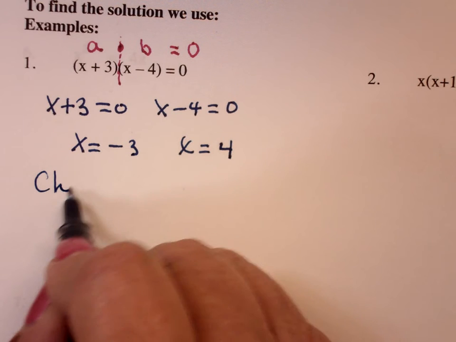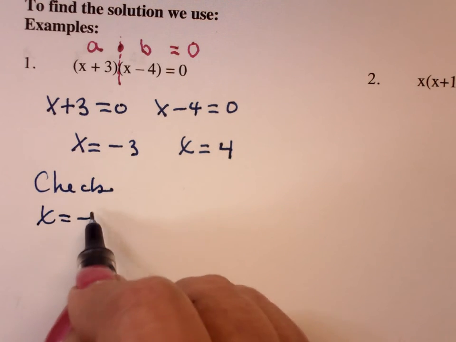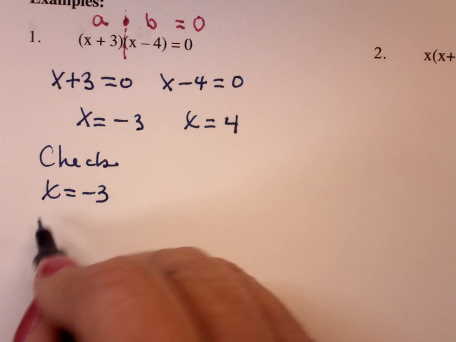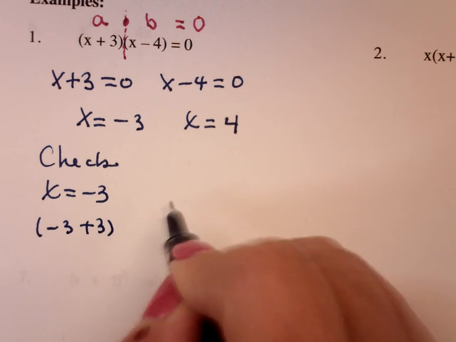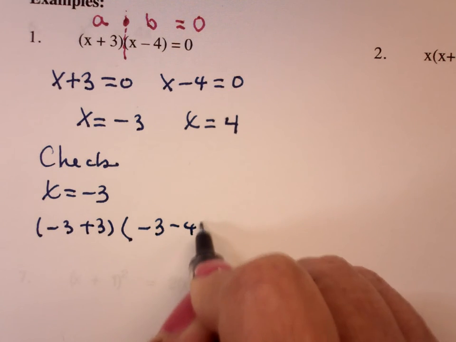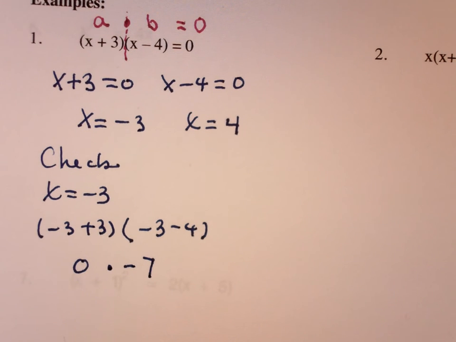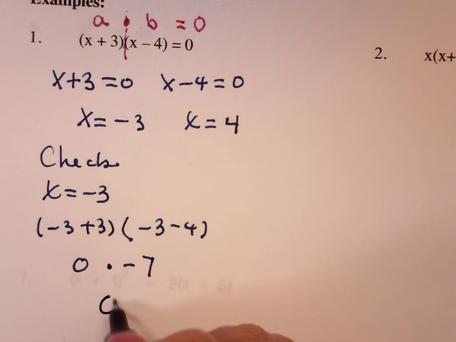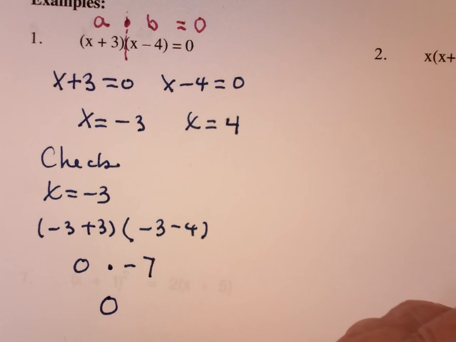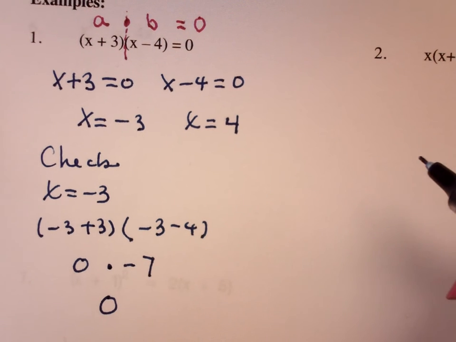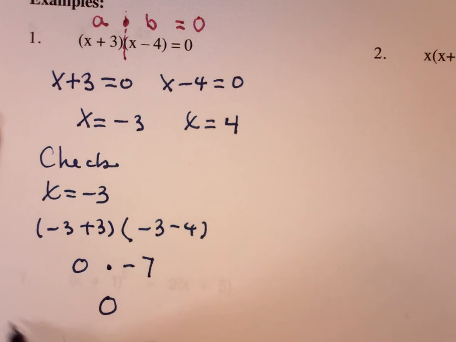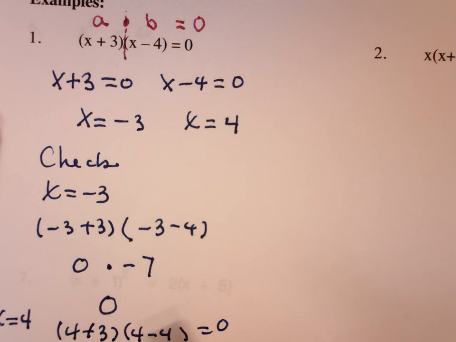So let's do a check. If x is -3, then -3 plus 3 times -3 minus 4 is 0 times -7. 0 times -7 is 0. So you set the x factor equal to 0. And we would do the same with 4. So if x was 4, then we have 4 plus 3 times 4 minus 4 equals 0. 7 times 0 equals 0.